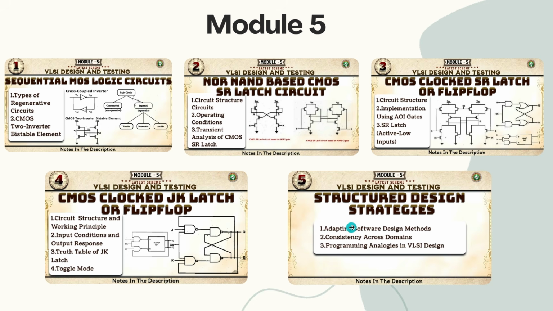Then after that, structured design strategies with respect to VLSI, how these things are adapted together. We have seen it in the final video. Like this, all the concepts from the syllabus, which are very essential for you to understand the basics of VLSI, we have covered all of them. So please watch all the videos. It would definitely help you guys.